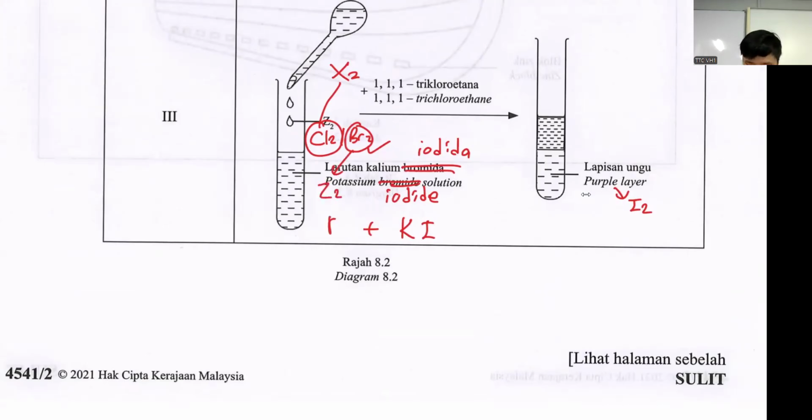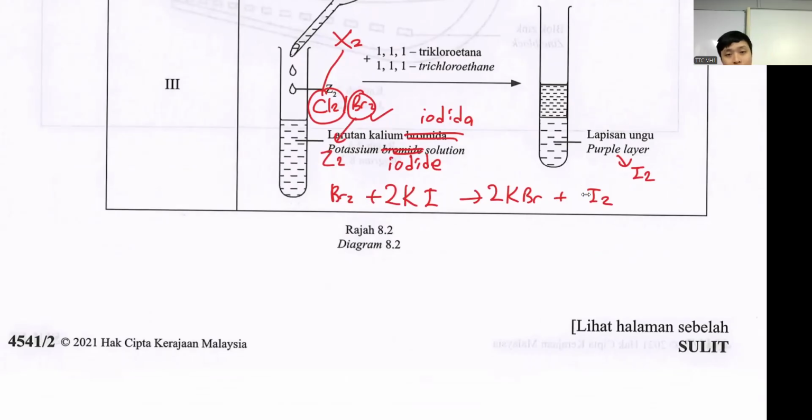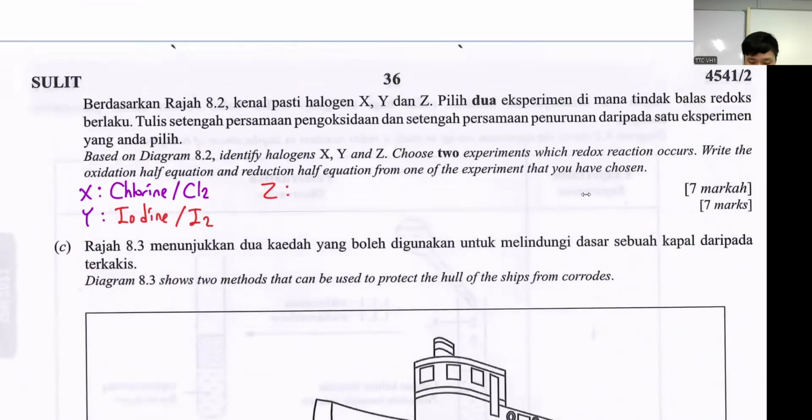Bromine reacts with KI. Bromine kicks the K away, becoming KBr and I2. Again, you will get I2 at the end, so you also get a purple layer. So Z is bromine, Br2.